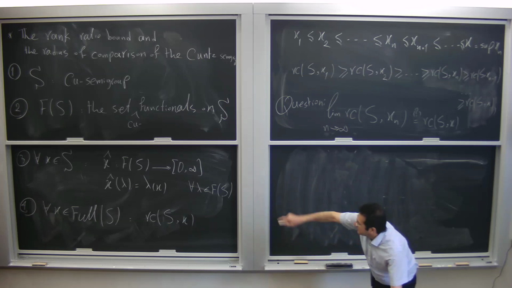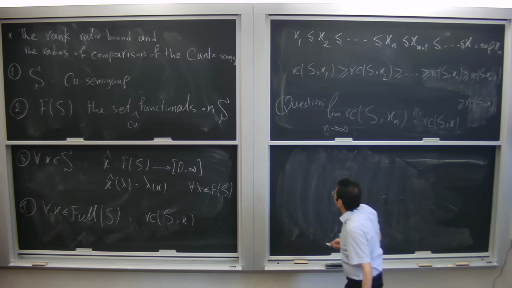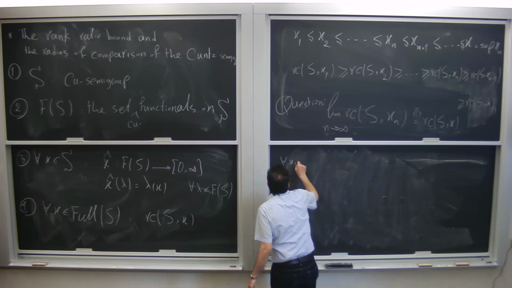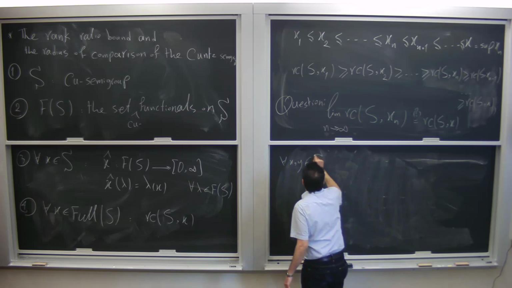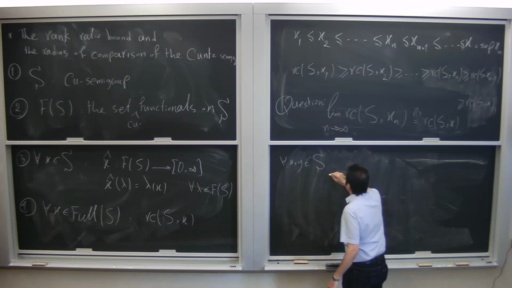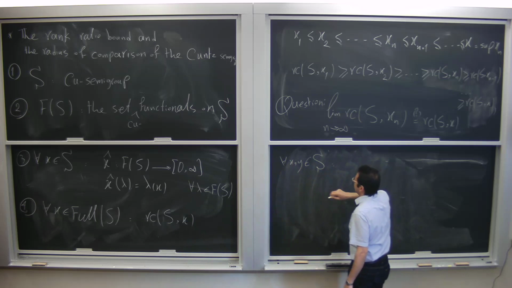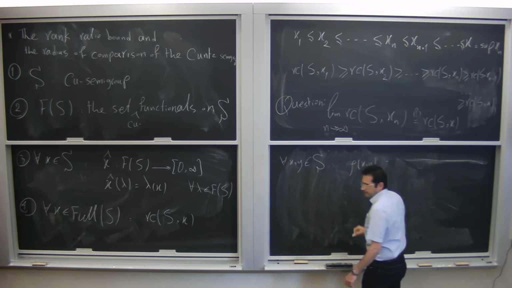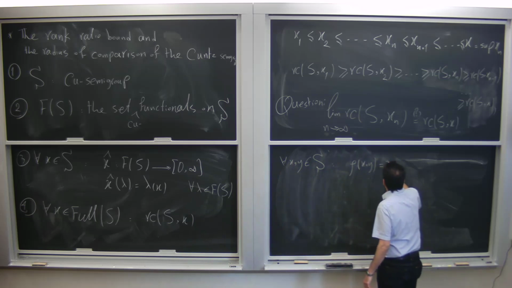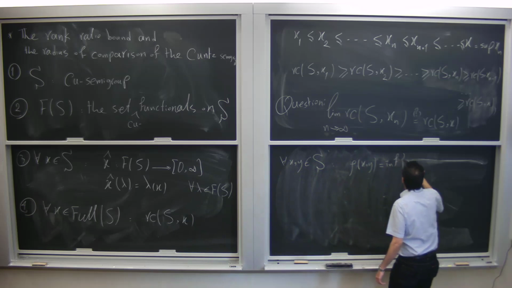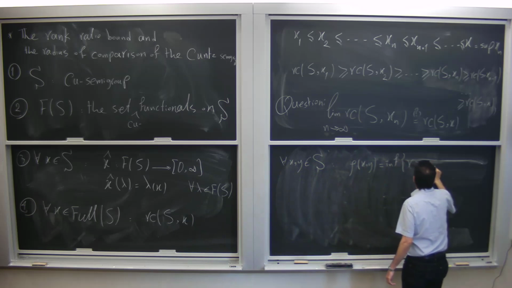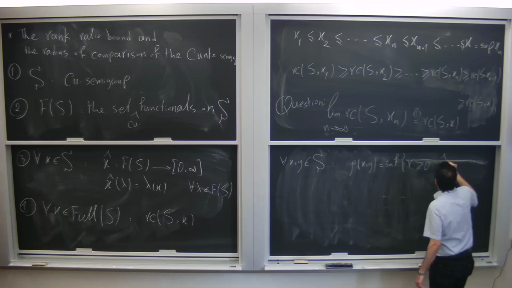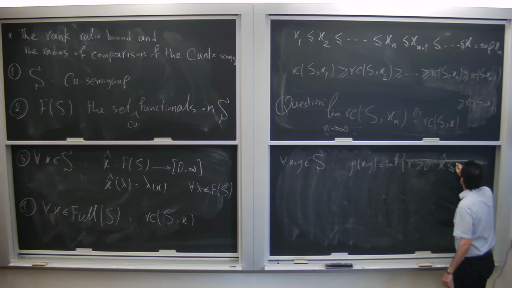So okay, as I said in the title, what is the rank ratio? For any X and Y in S, the rank ratio at X and Y, denoted by rho of X and Y, is equal to the inf of all R bigger than 0 such that rank of X is less than or equal to R times rank of Y.